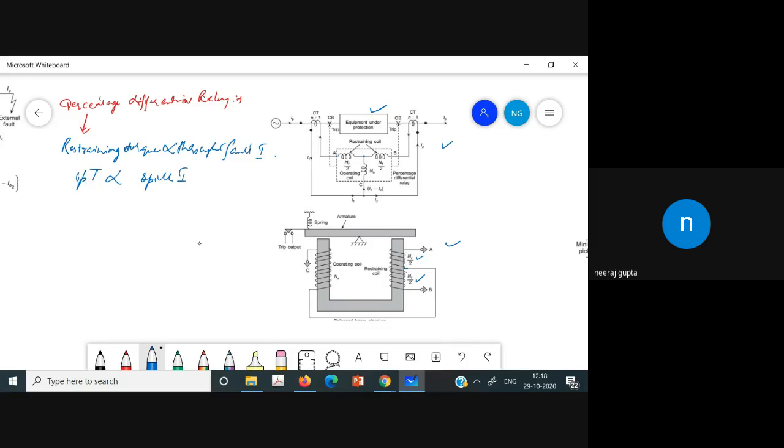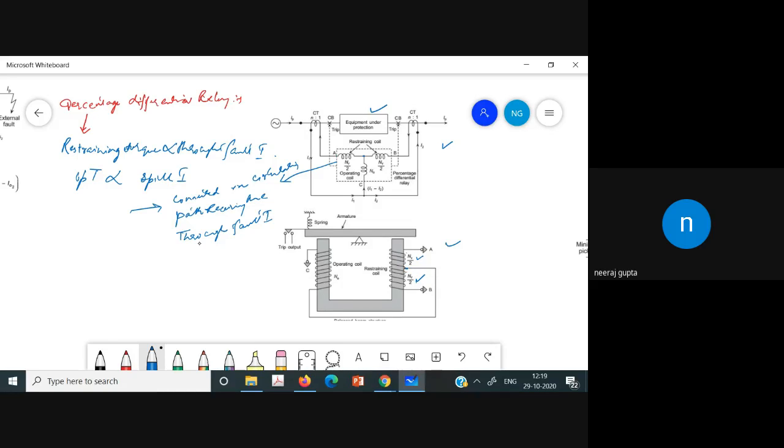The restraining coil is connected in the circulating current path, receiving the through fault current, and it has the number of turns nr, and since we have center tapped, it is nr by 2 and nr by 2.